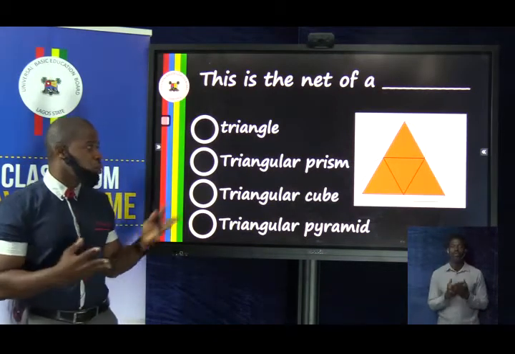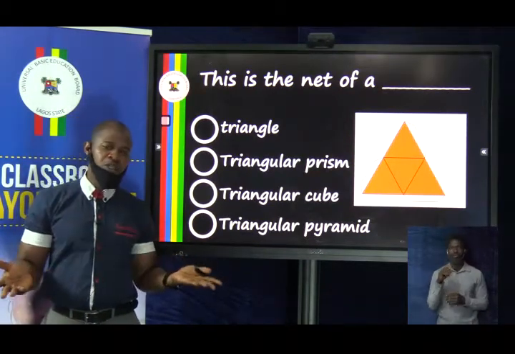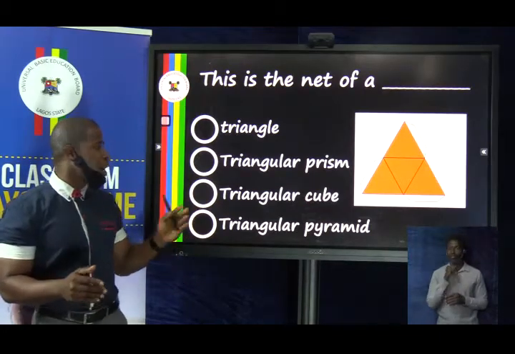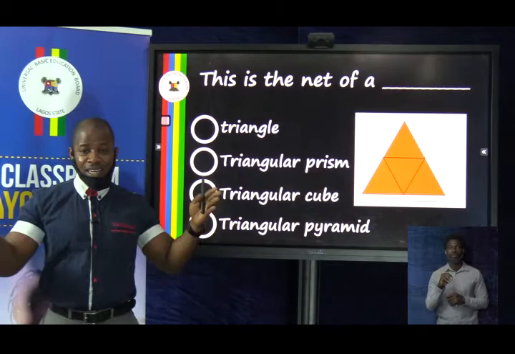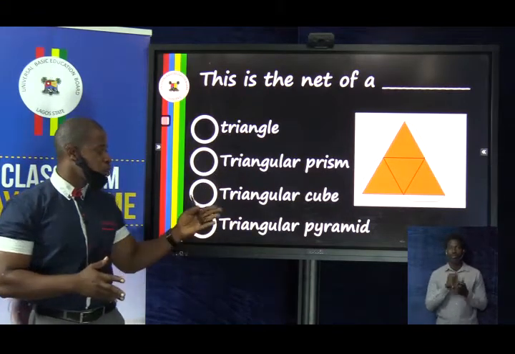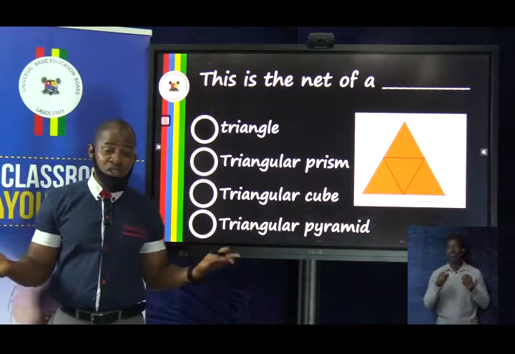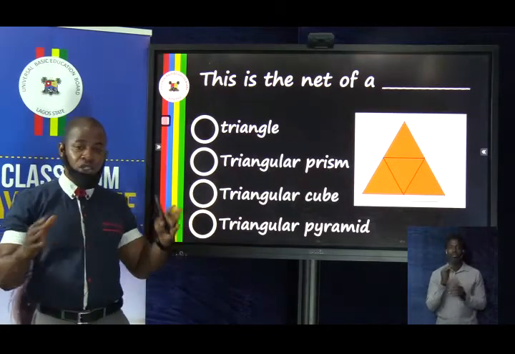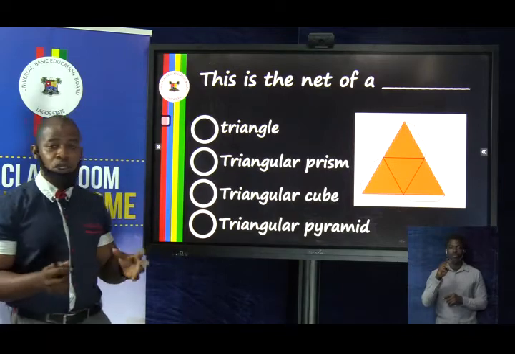Good. Now, it's not going to be the net of a triangle because a triangle is a plane shape. Plane shapes do not have nets. It's not going to be the net of a triangular prism because prisms will have rectangles. Okay? It's not going to be, oh, well, what's a triangular cube? There's nothing called a triangular cube, but it's going to be a triangular pyramid because it has triangles and the bottom is also a triangle.